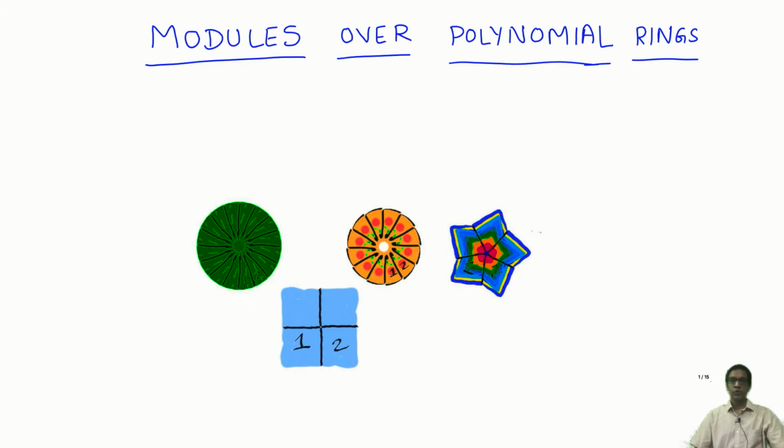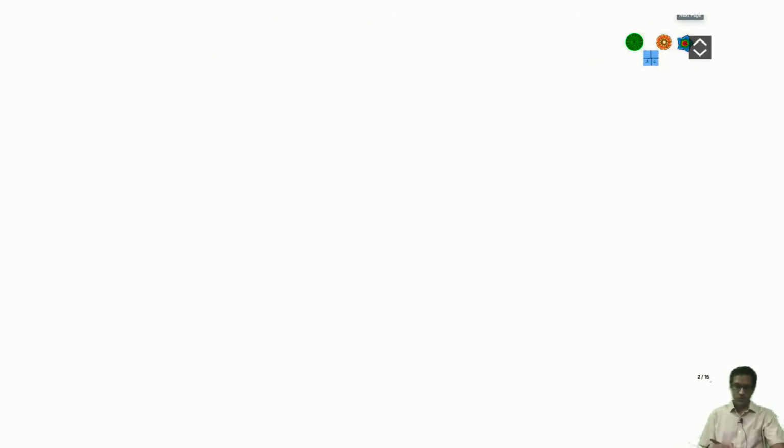Let's look at modules over polynomial rings. We've already looked at one example of modules over the ring of integers, and there we showed it's nothing but the set of abelian groups. Those are exactly the modules. Now let's look at polynomial rings. So what is a polynomial ring? What do we have in mind?